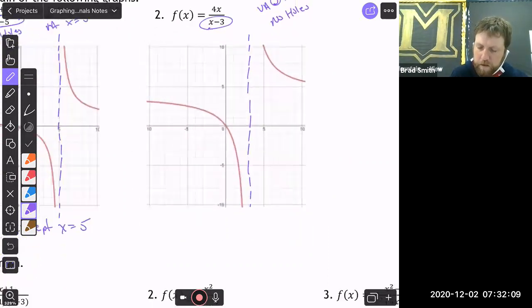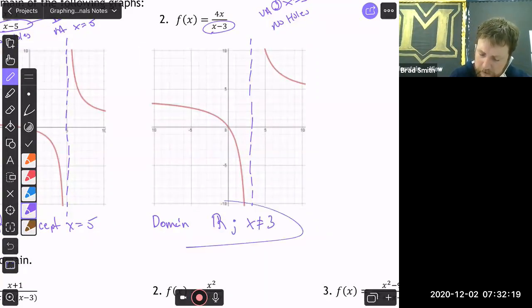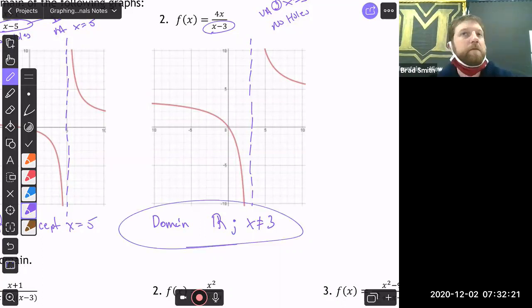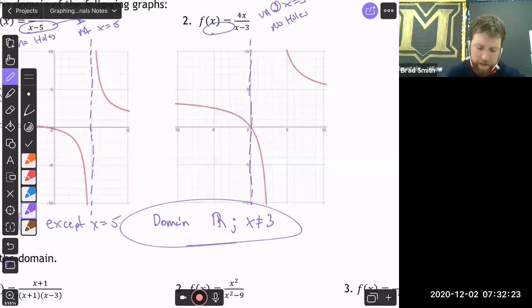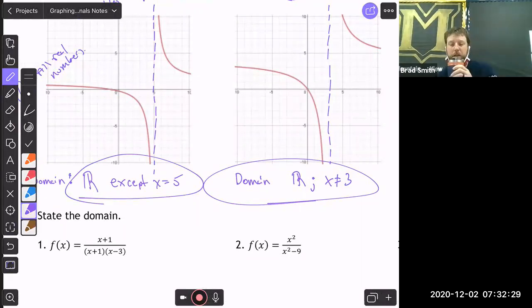So here, my domain, another way to write it, is all real numbers except for x cannot equal 3. So you can write it like that, or you can actually write except x can equal 5. Either one's fine. I don't really care. They both mean the same thing.